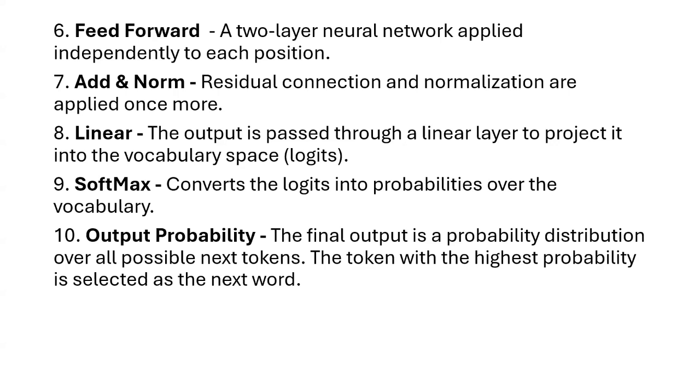Basically it converts all your tokens into logits. This is the final product we get after processing through the transformer block or all the layers. And finally, the softmax function is applied on the logits, converting the logits into probabilities over the vocabulary. The final output is a probability distribution over all the possible next tokens. The token with the highest probability is selected as the next one.